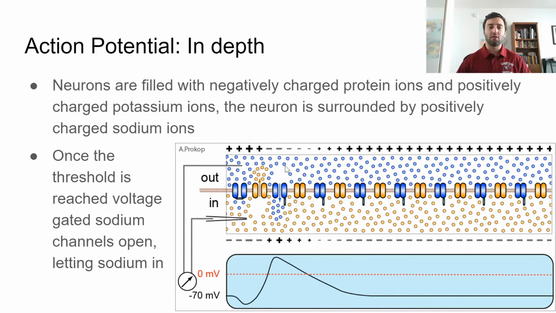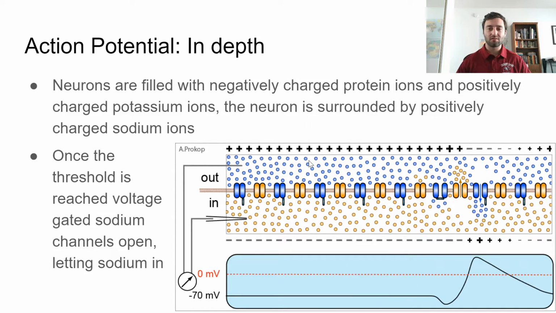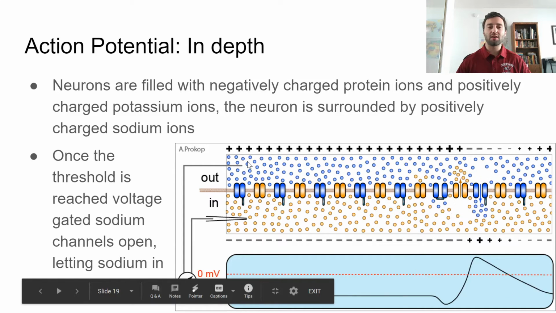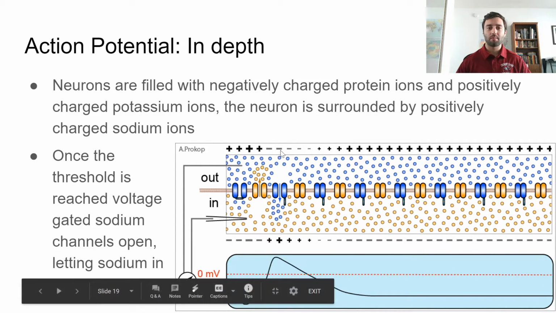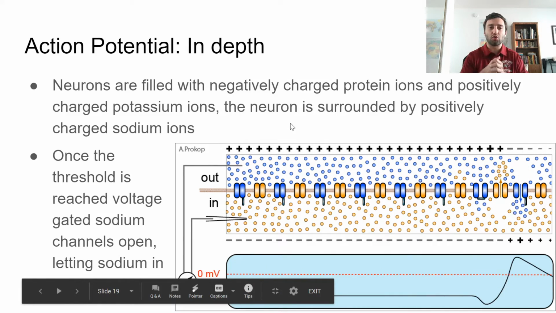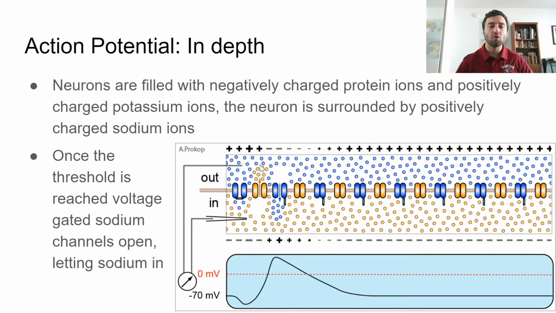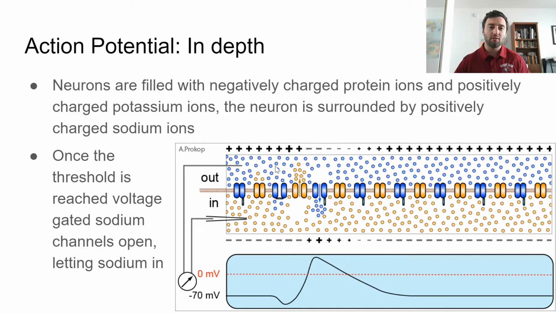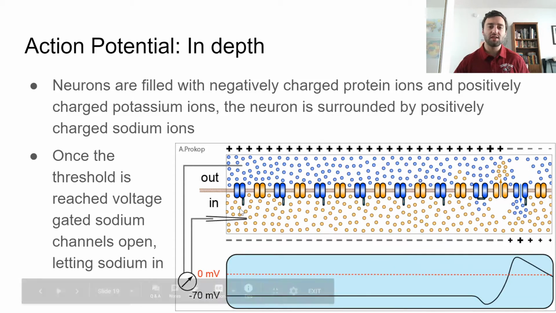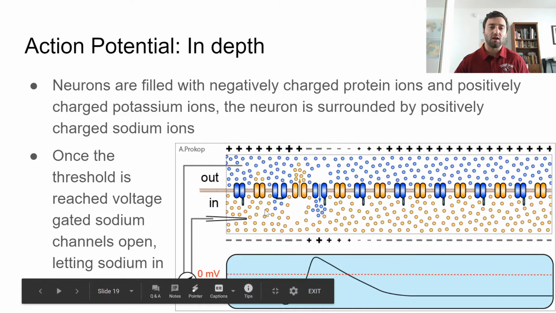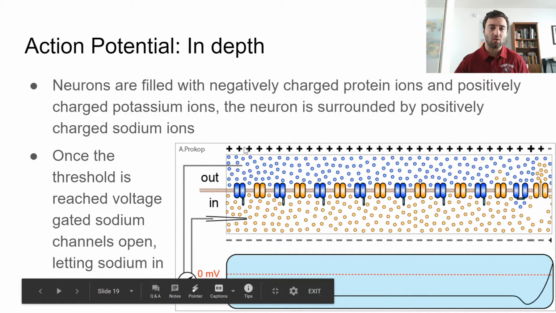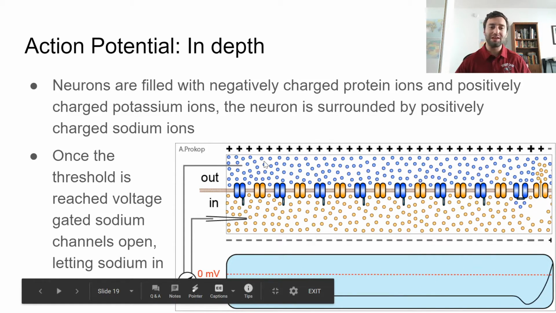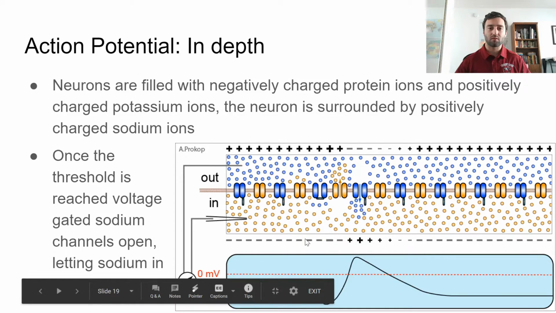Now, if you think about magnets, with positive charges and negative charges, what happens when you have a positive and negative charge near each other? They connect, they shoot towards each other. So when these gates open up, all of the stuff that's positively charged rushes in to the negatively charged inside of the neuron. All this positive charge is shooting into that neuron.